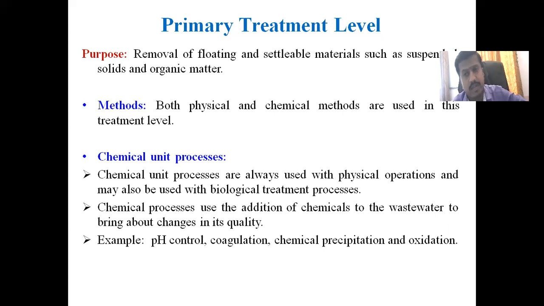While in our primary treatment level, we are going to remove all the floating and settleable particles. Okay, both physical and chemical processes are going to be adopted for this treatment level. As far as the chemical process is considered, we are going to change the quality of that wastewater. What actually are we going to do? We are going to bring about a change in the quality of that particular wastewater. So which parameters are we going to change, or how will it affect?